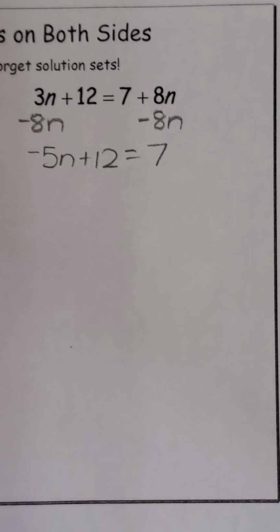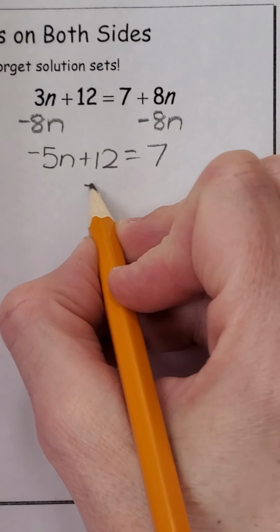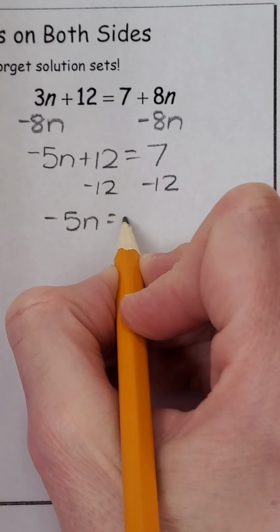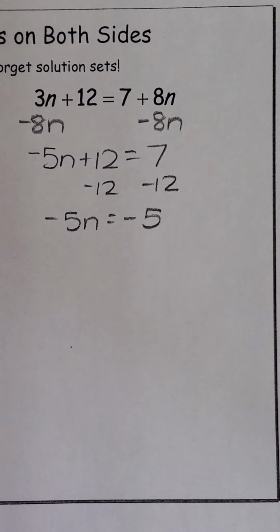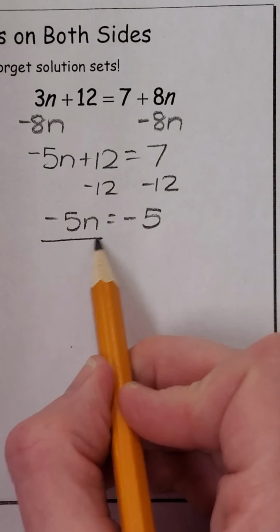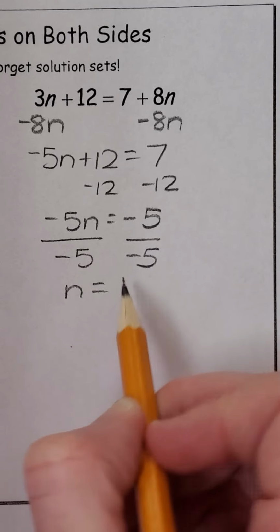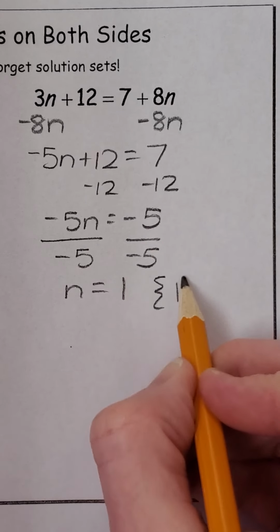Now it looks just like what we did yesterday. So it's that more than one step. So now we have the variables on the left. We're going to move the numbers to the right. Negative 5n equals negative 5. Now it looks like the very first day. You see what I mean? n equals 1. Solution set.